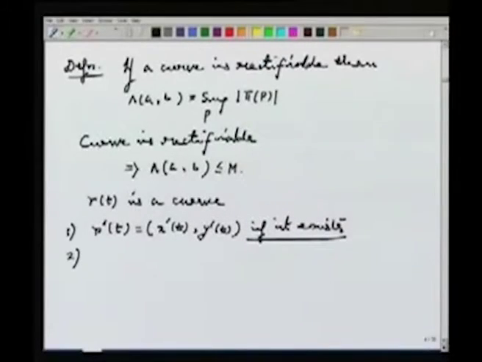Well, now what I am going to put is another condition. So this is my first assumption. Second assumption is x prime t, y prime t both are continuous functions.